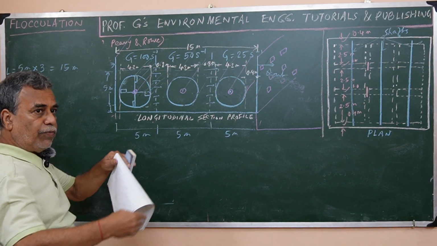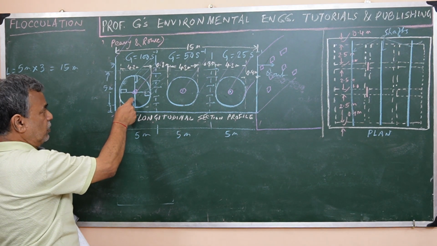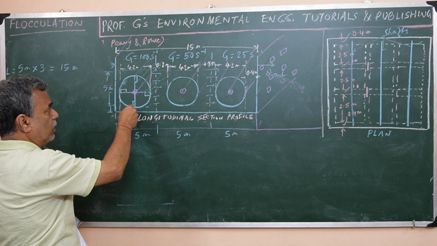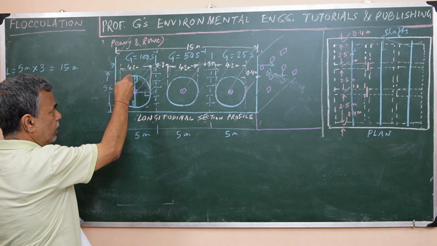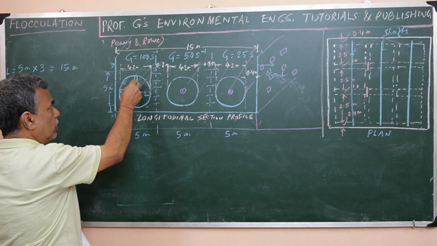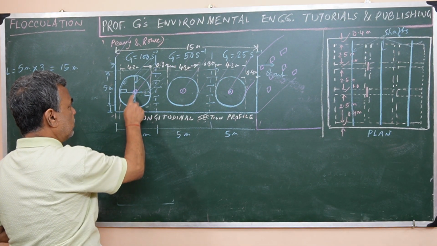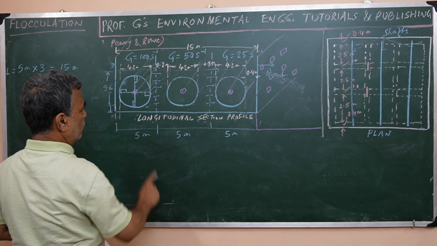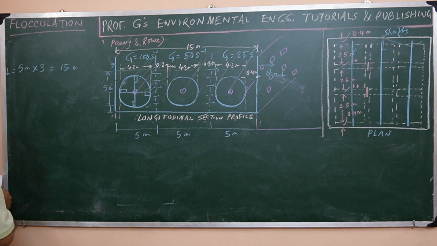Here also 5 meter by 5 meter, 5 meter by 5 meter, so that a sort of uniform motion is there, and one paddle in each, one shaft with 4 paddles, in 2 arms. These are arms on which 4 paddles are mounted, here 1 and here 2, and here 2, 4 paddles. So this would be 15 meter.